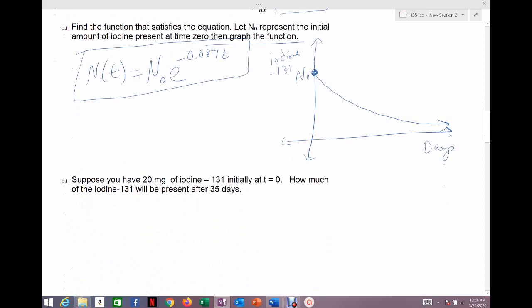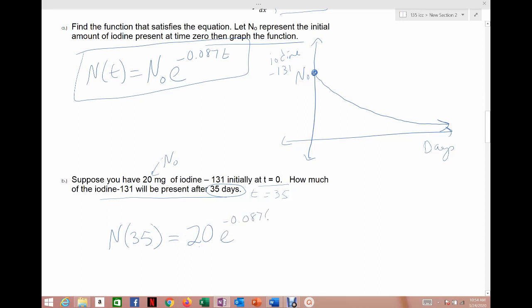All right, so now we're going to use it. Suppose that we start with 20 milligrams, so that would be our initial value, the N naught I'd plug into that equation. How much iodine will be present after 35 days? So there would be the time. I'm going to find N of 35. I'm going to plug in 20, since I start out with 20 milligrams, times e raised to the decay constant times my 35 days.